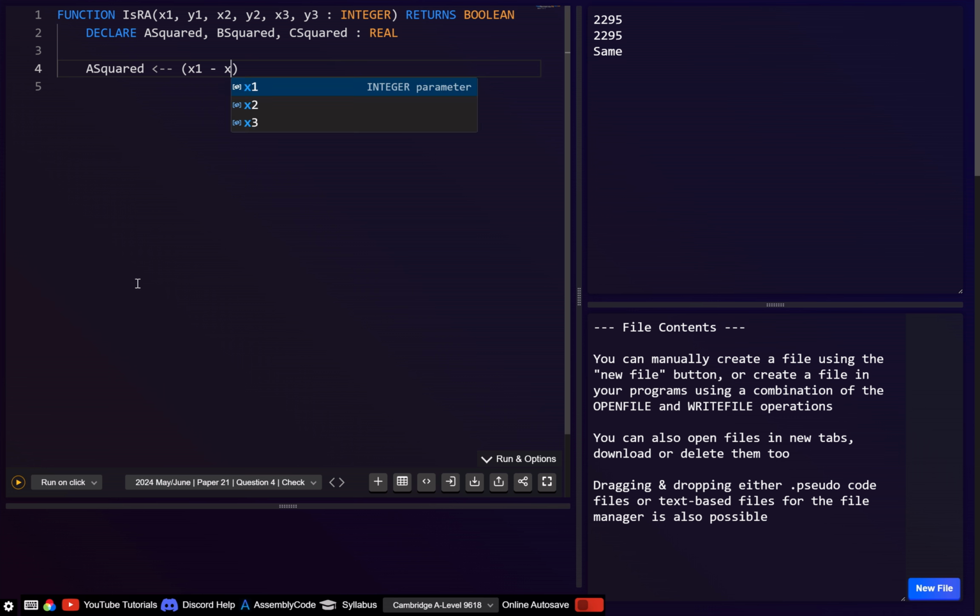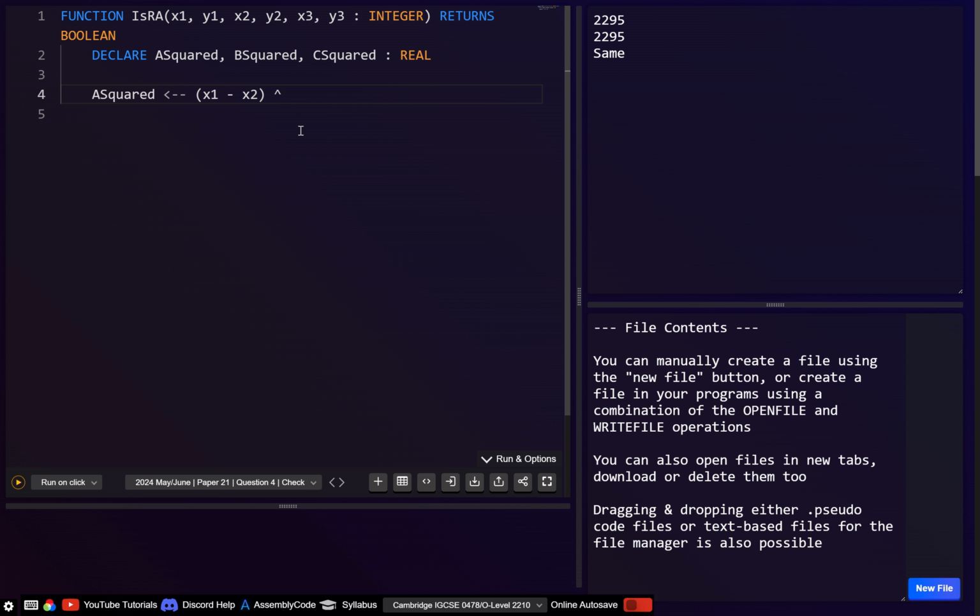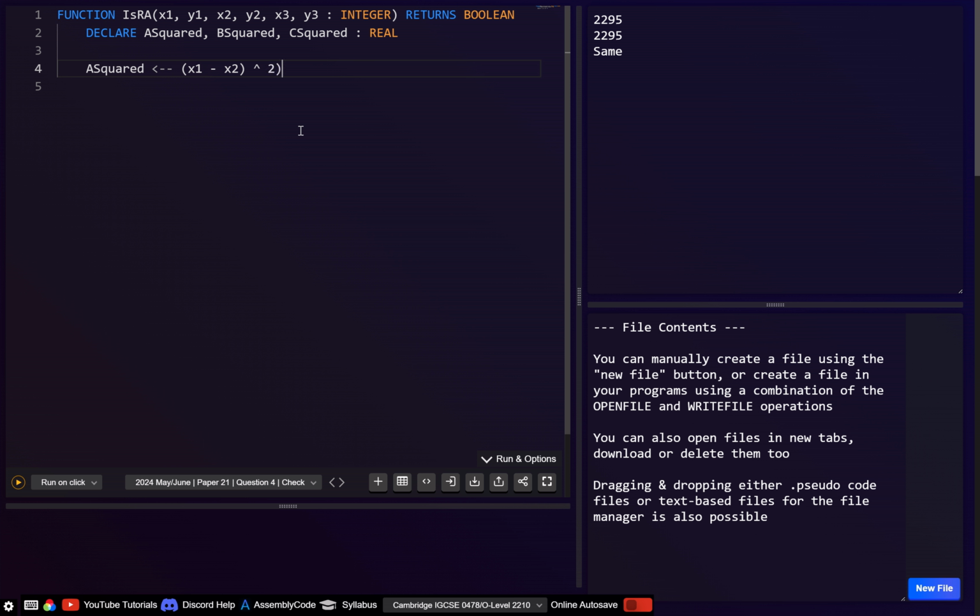That's going to be x1 minus x2. I will actually say that on the A-level syllabus, this caret is used for pointers instead. So I'm going to change this to the IG syllabus. If you want to do exponents on the A-level syllabus, you can use the double asterisk, which they have also used in past papers. But let's just do the IG syllabus so we can use this operator. That's going to be to the power of 2, and I'm going to put that in brackets, just so it's obvious which operators are happening first.